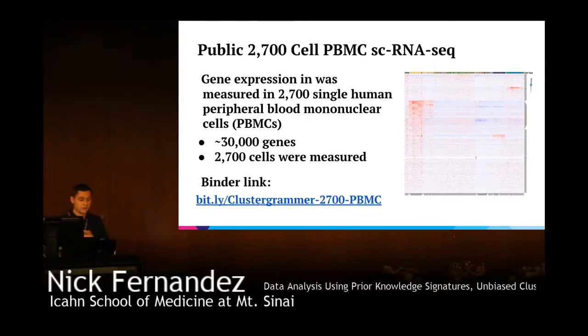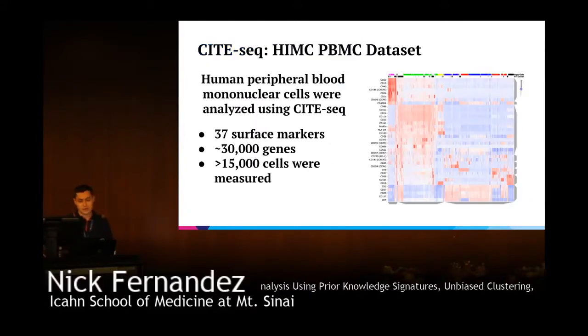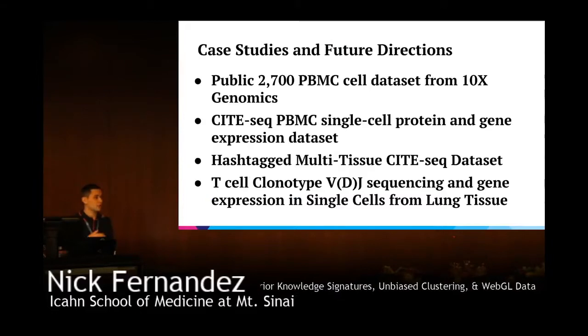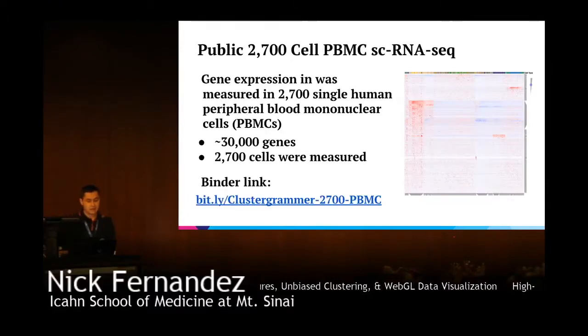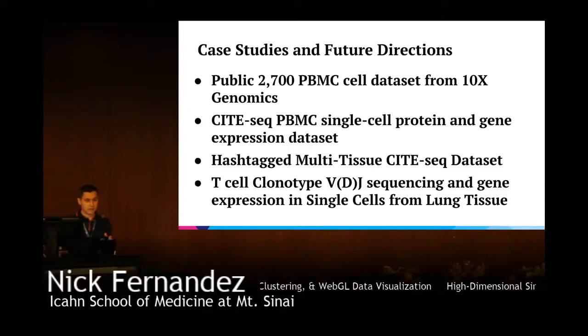So with all that intro, we'll now move on to the 4 case studies that will hopefully show you the ideas behind our data analysis pipeline. I'll just go over them real quick. The first one is a public data set from 10x: 2,700 PBMC cells, single cell RNA-seq. The next case study is an internal CITE-seq PBMC single cell protein and gene expression data set. We're all very familiar with CITE-seq now.